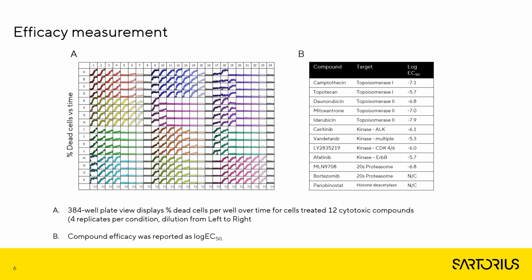A secondary assay was performed to calculate compound efficacy, in which the cells are treated with a 1 in 3 serial dilution series of each compound in a 384-well plate. The percentage of dead cells over time was then quantified using the InKSight AI cell health analysis software module, and you can see the microplate view for this in A here. We also calculated the EC50 values using the percentage of dead cells at the 72-hour time point, as shown in the table on the right.